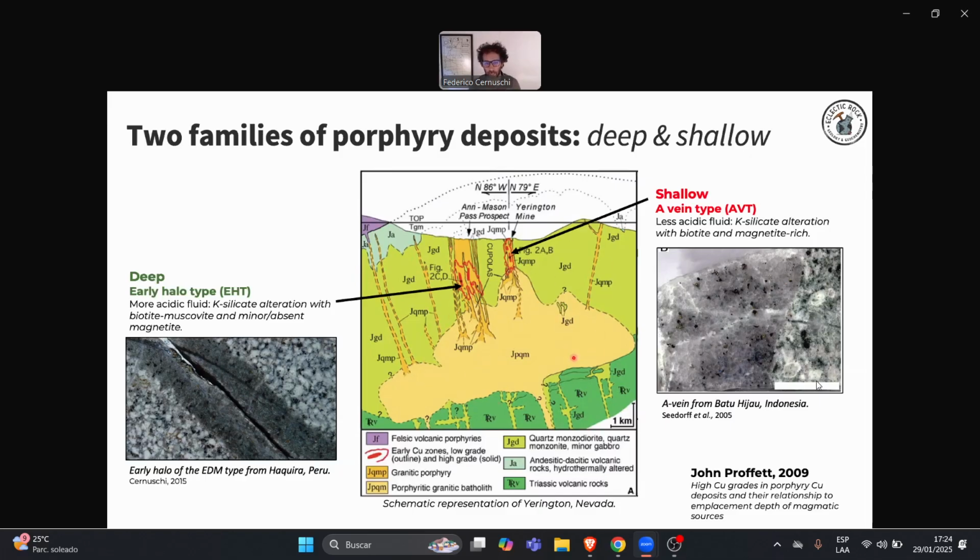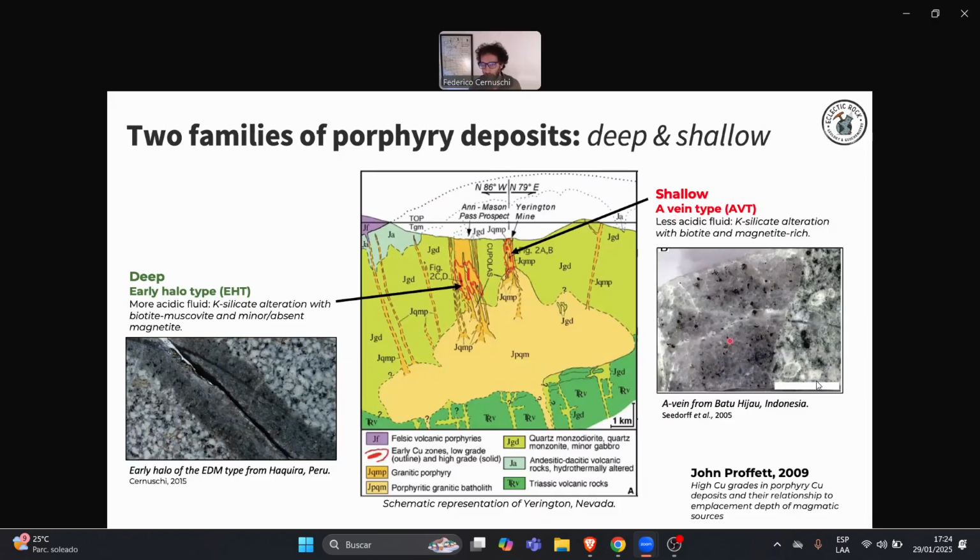You have a precursor batholith, and one of the cupulas, shallower in the paleocrust, has all these dikes and leads to the deposit known as the Yerington mine. That's what we know as a shallowly emplaced porphyry, called an A vein type porphyry, because the ore, despite what's introduced in the copper, is related in space with the occurrence of A veins.